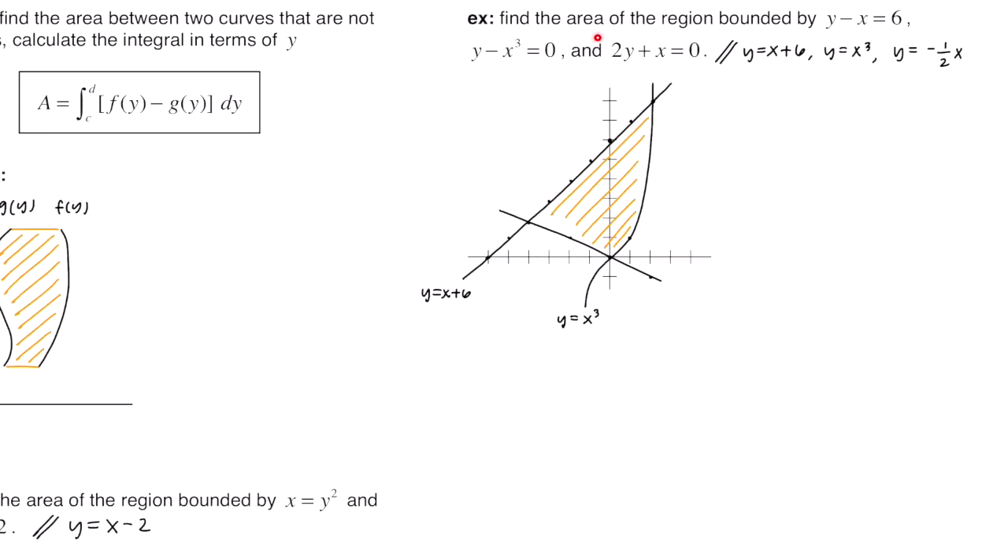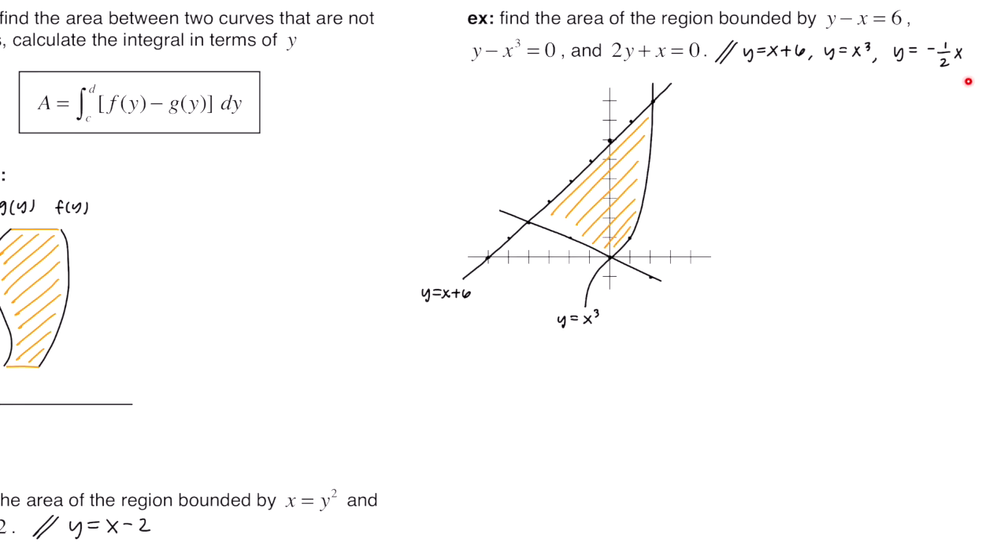This example says find the area of the region bounded by y minus x equals 6, y minus x cubed equals 0, and 2y plus x equals 0. So first thing I did is I took all of these equations and rewrote them as y equals. So this one is y equals x plus 6. This guy right here is going to be y equals x cubed. So here you subtract x and divide by 2, so you get y equals -1/2 x.